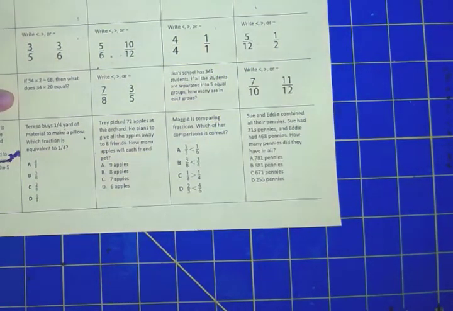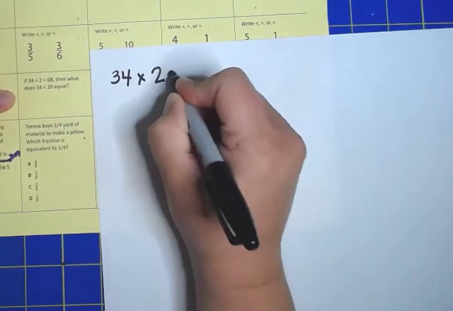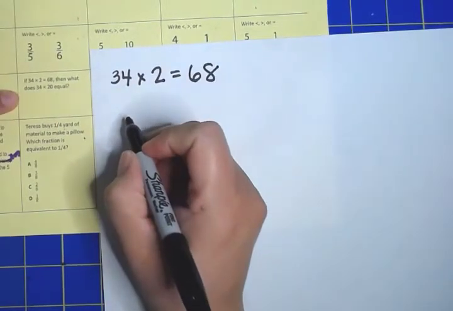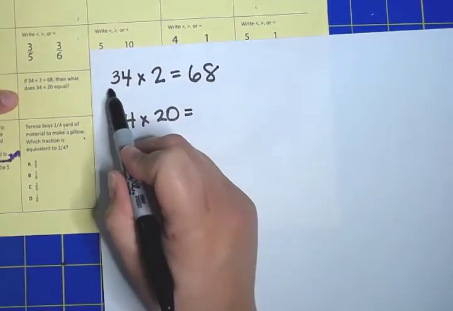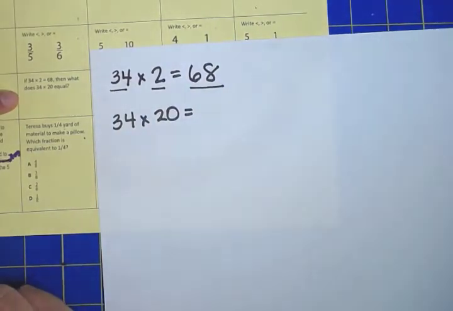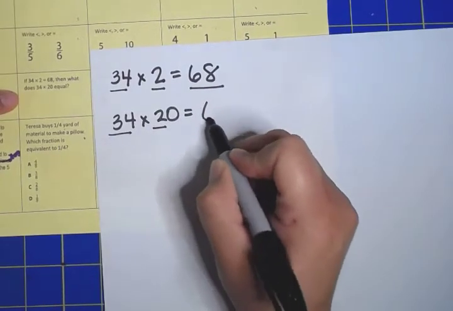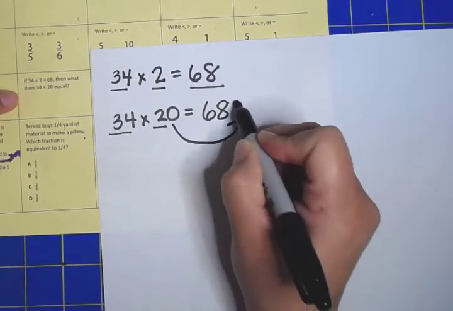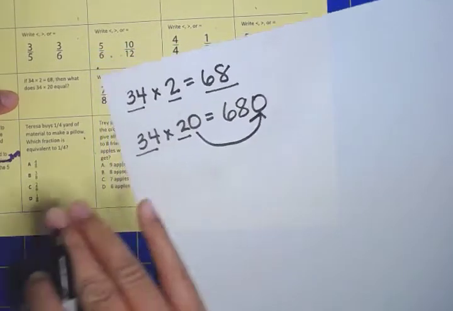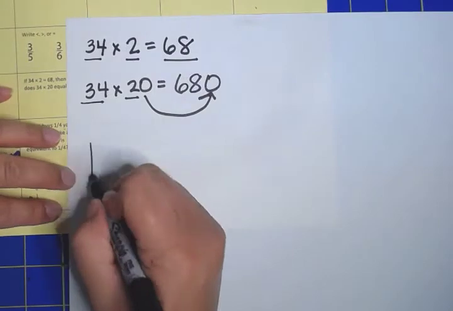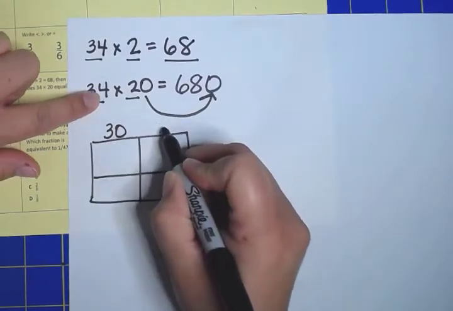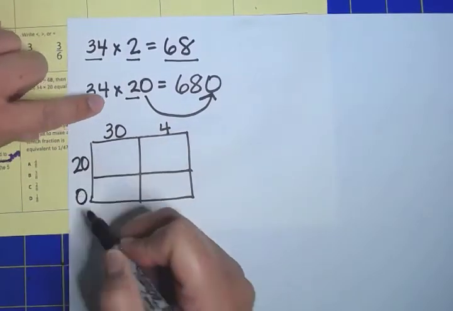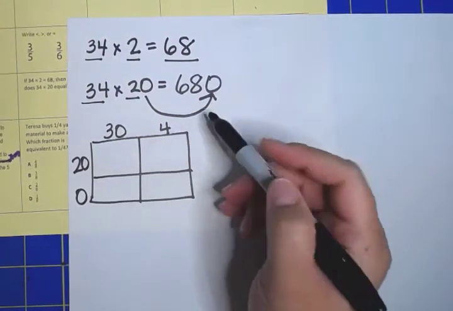Let's look at the next problem for day 2. If 34 times 2 is equal to 68, what does 34 times 20? So what they've done here is multiply 34 times 2 is 68. So again, 34 times 2 is 68, and you simply carry that 0 over. And if you're not comfortable doing that, you can break it apart. 30 plus 4, 20 plus 0. And multiply this way and add up your numbers. You'll come up with the same thing.